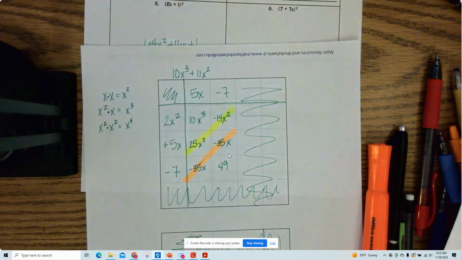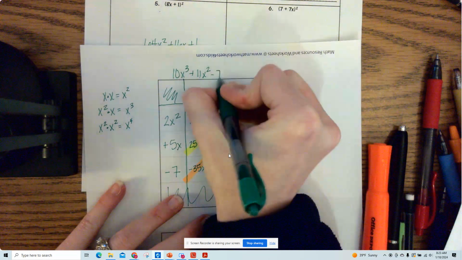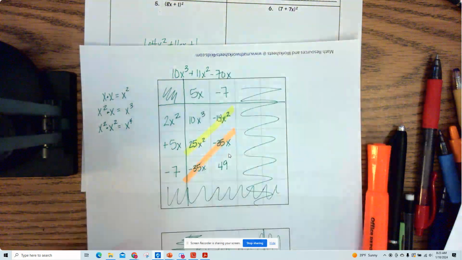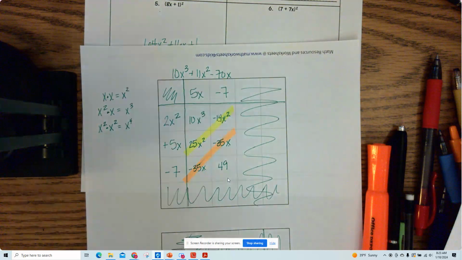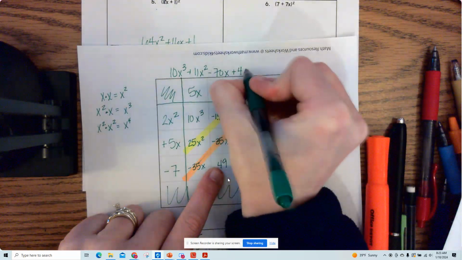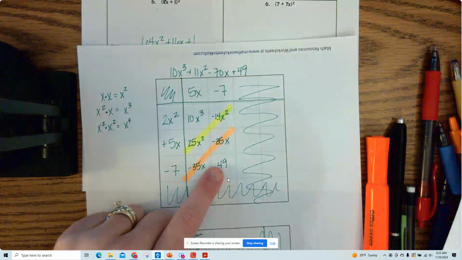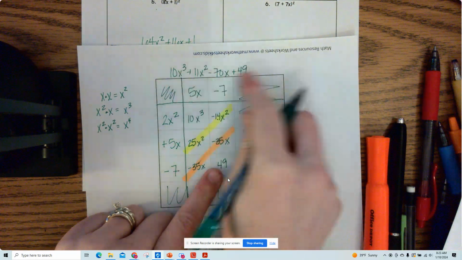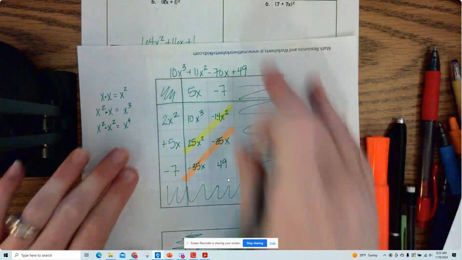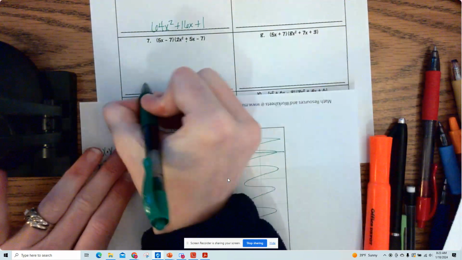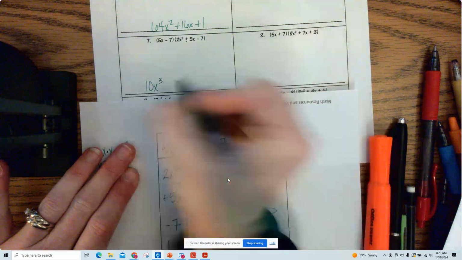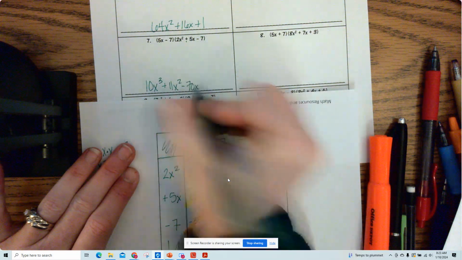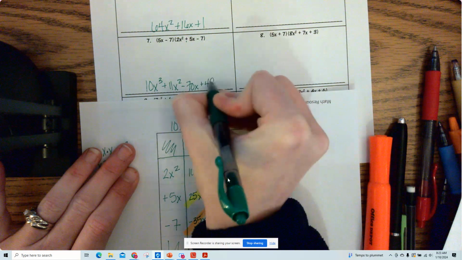So a -70. So -70. And then that term, that x, just gets tacked on. And then the plain old number always goes at the end. But exponents will always decrease. Biggest one first. Plain old number always goes at the end. All right, so 10x cubed plus 11x squared minus 70x plus 49.